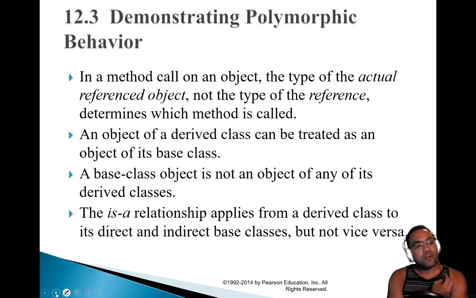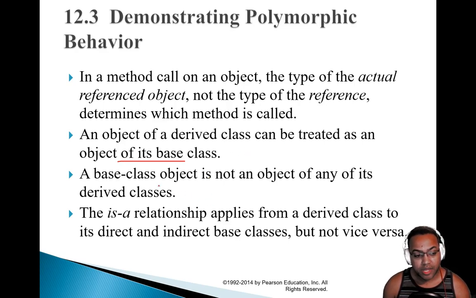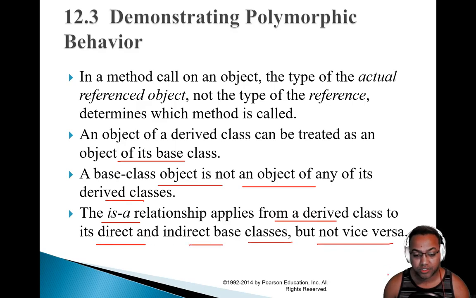So, in a method call on an object, the type of the actual referenced object, not the type of reference, determines which method is called. An object of a derived class can be treated as an object of its base class. A base class object is not an object of any of its derived classes. This relationship applies from a derived class to its direct and indirect base classes, but not vice versa.